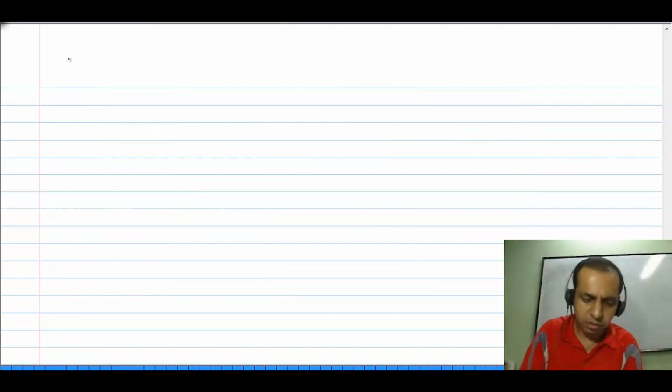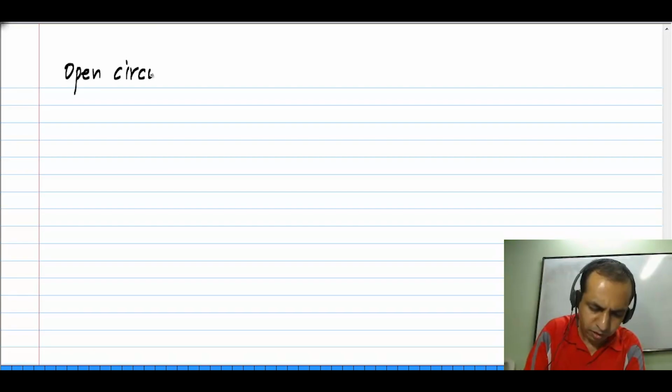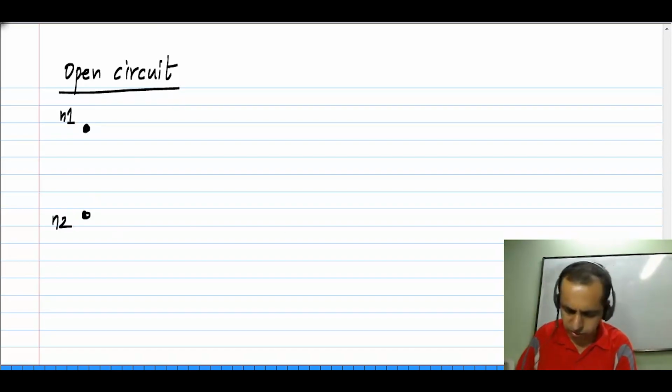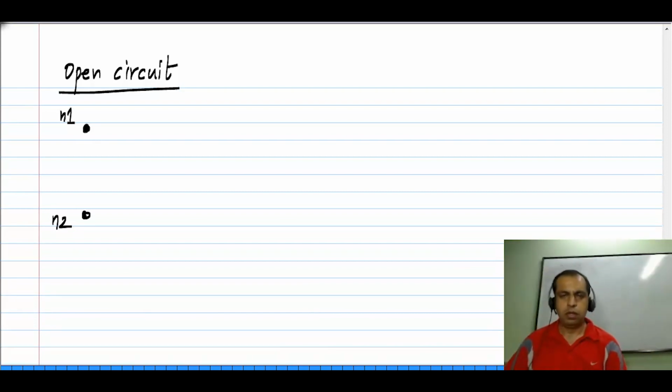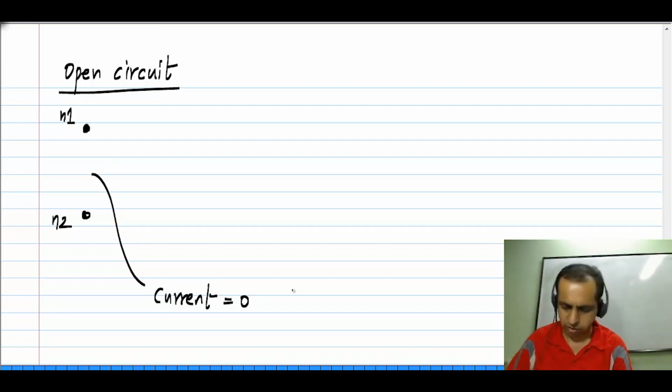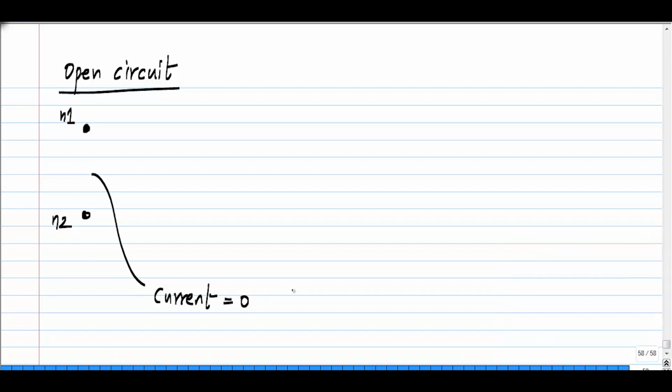So a similar concept is an open circuit. An open circuit really means that there is no connection between these two nodes. An open circuit means no current flows between these two nodes. In other words, current equals 0.